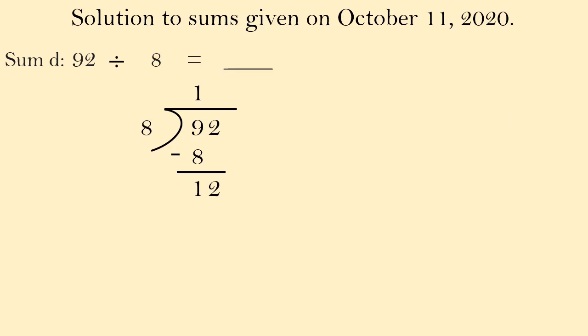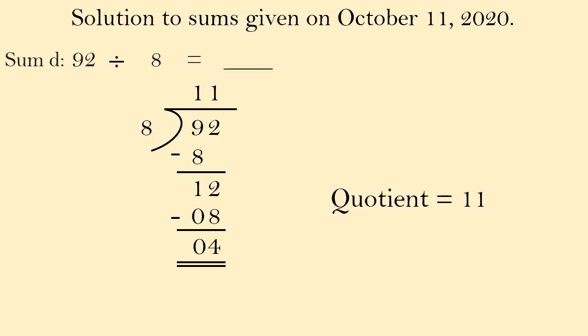We'll use 8 ones are 8. If you count from 8 to 12, keep 8 in your head and count right up to 12: 9, 10, 11, 12. That's 4. So our quotient is 11. Our remainder is 4.